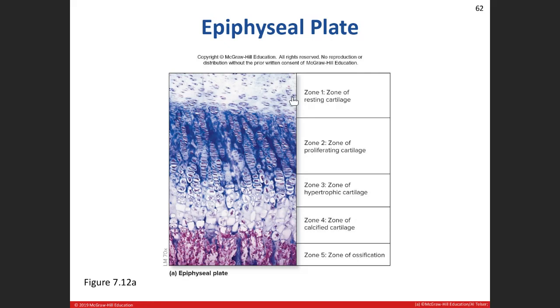So here's zone 1, resting cartilage, and again, we don't see a lot here. The cells are interspersed throughout, but not a lot, because when we look down in here, we're going to see a lot of cells, but we'll get there. So that's the zone of resting cartilage.